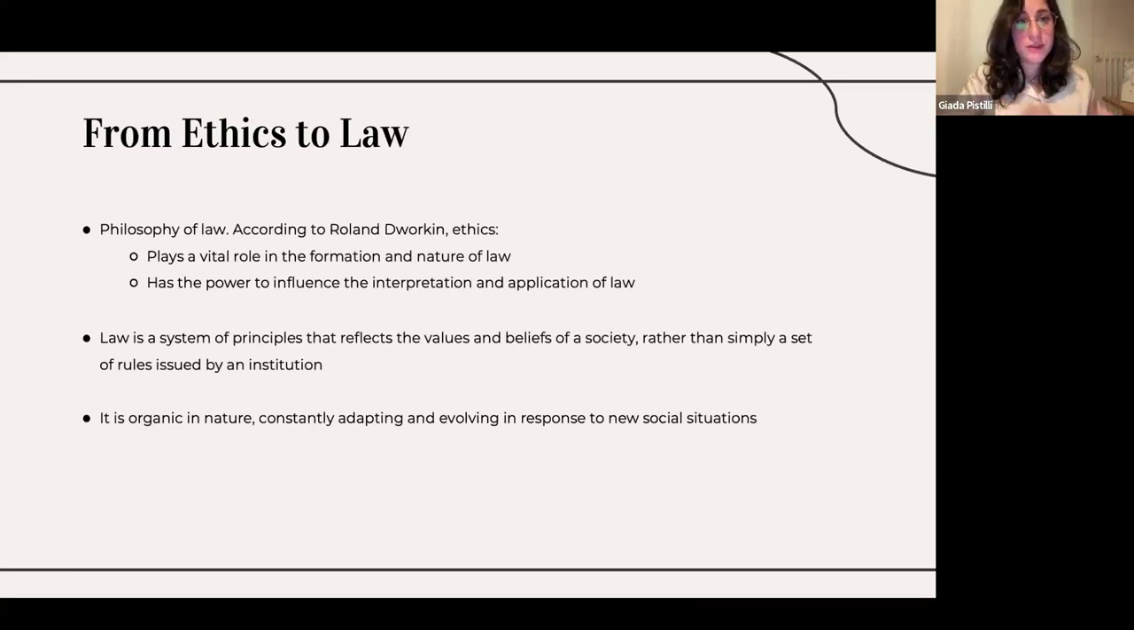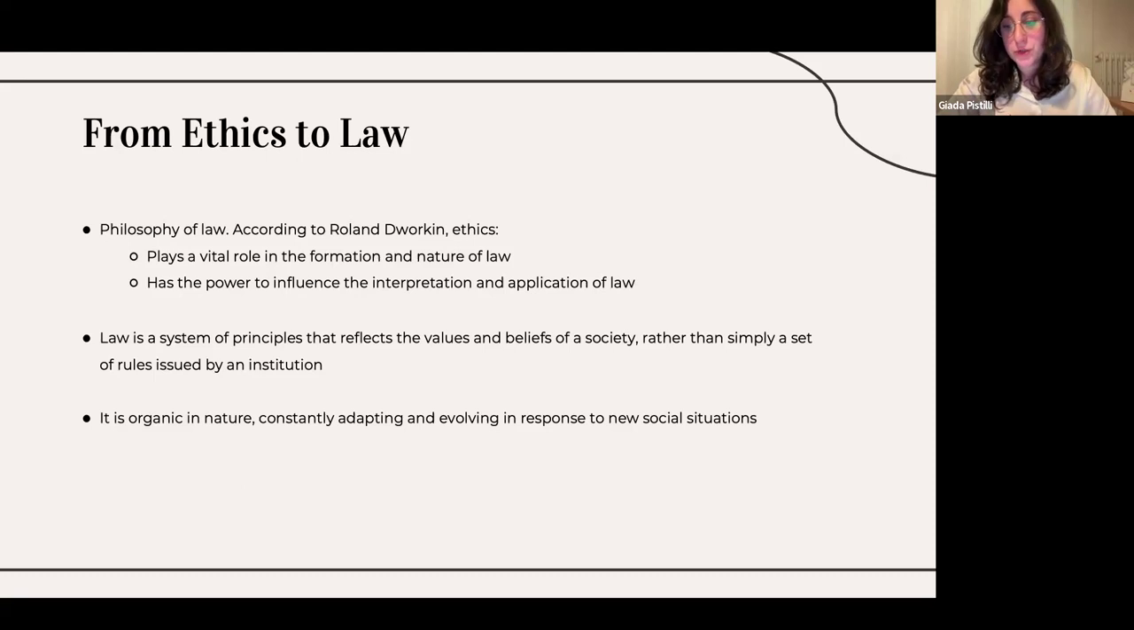So if we try to go from ethics to law, of course, also here taking a statement in the literature of philosophy of law, according to Ronald Dworkin, ethics plays a vital role in the formation and nature of law. So it means that it usually comes first and then law comes after, and has also the power to influence the interpretation and the application of law. Basically, how judges are going to interpret the law based on their own societal values, for instance. And so law in that case becomes a system of principles that reflects the values and all the beliefs of a specific society, rather than simply a set of rules issued by an institution. So it would be basically bottom up instead of being top down.